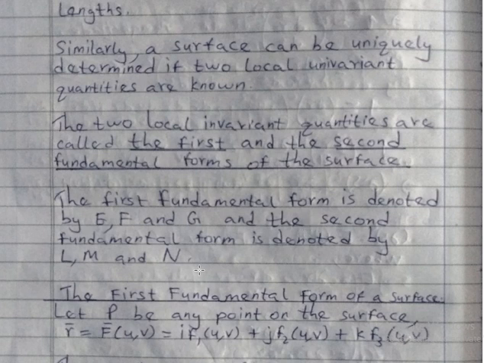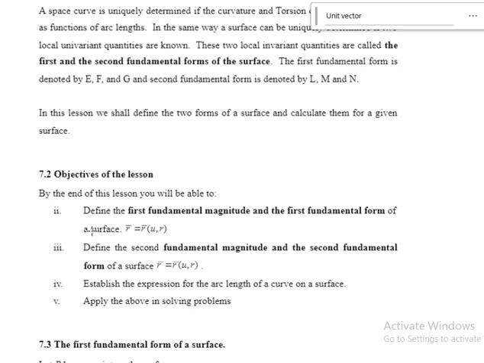In this tutorial, we are going to define the first fundamental magnitudes and the first fundamental form of a surface, vector r, which is a function of both u and v. We shall also define the second fundamental magnitudes and the second fundamental form of a surface, vector r. We shall also establish the expression for the arc length of a curve on a surface, and lastly we shall apply the above in solving problems.